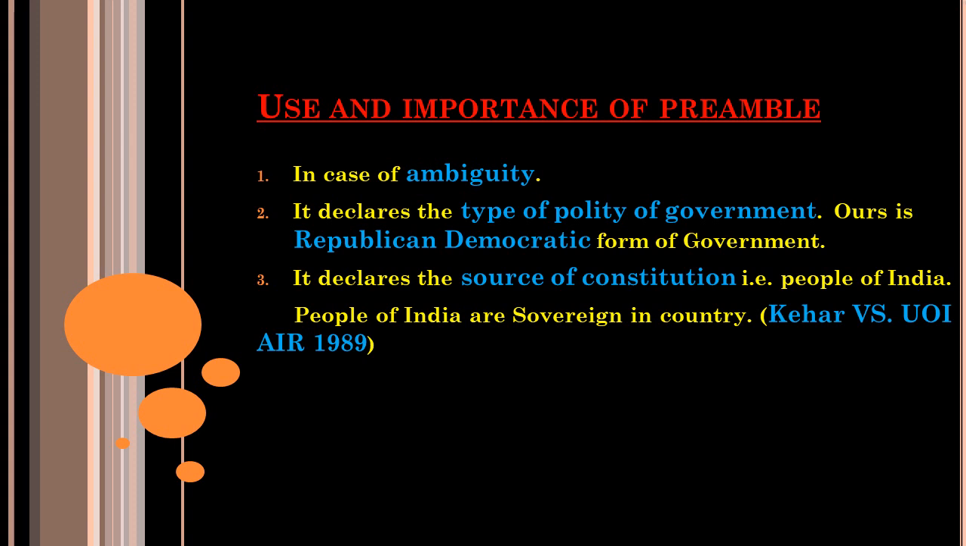Third, it declares the source of the constitution. Our preamble also declares the source of our constitution. So guys, if you read the preamble, the opening line says we the people of India, and the last line says do hereby adopt, enact and give to ourselves this constitution. So it's the people of India who have given this constitution to this country, which is why we say that it's the people of India who are sovereign in our country, right?